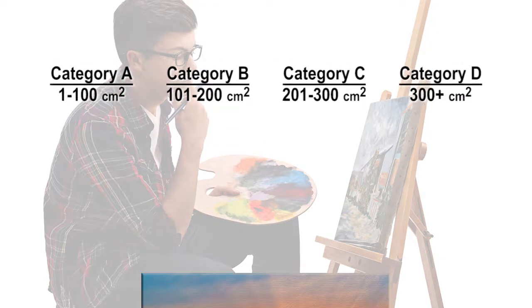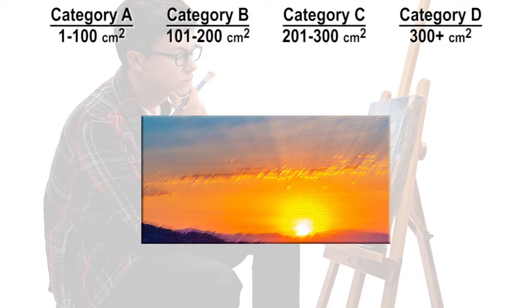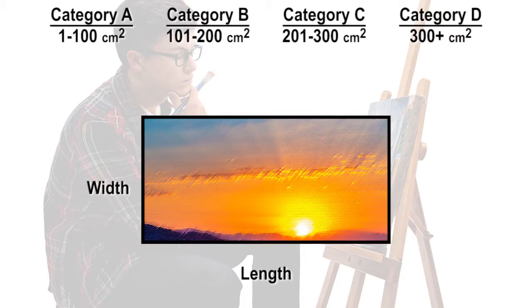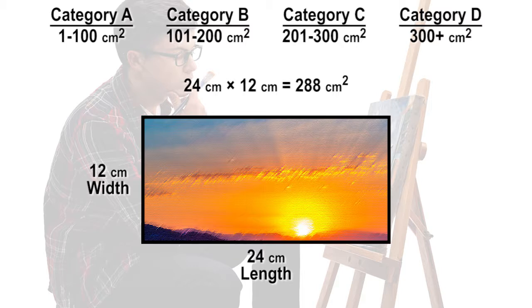The first sunrise painting is done on a rectangle canvas. The area of a rectangle is found by multiplying the length times the width. The length is 24 centimeters and the width is 12 centimeters. The area would be 24 times 12 equals 288 square centimeters. This painting would be Category C because it is larger than 201 square centimeters, but it is smaller than 300 square centimeters.